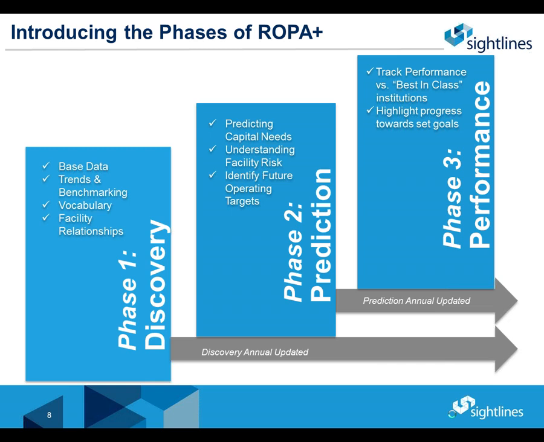By upgrading to ROPA Plus, you're adding the prediction model, which allows you to predict future capital needs, understand the facility's risk, gives you the ability to identify future targets, both from an operation and capital standpoint, and really helps you with that capital execution that we talked about. And in addition, ROPA Plus includes the performance model, so you get both. The performance model allows you to track your performance versus best in class and against goals that you are setting and be able to measure yourself against those goals. So that's the pieces that would be added, the prediction and the performance.